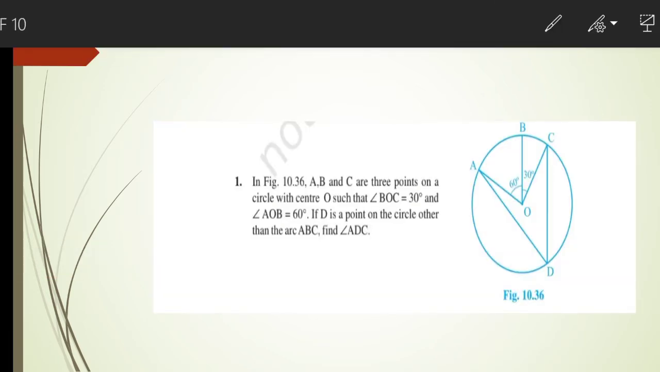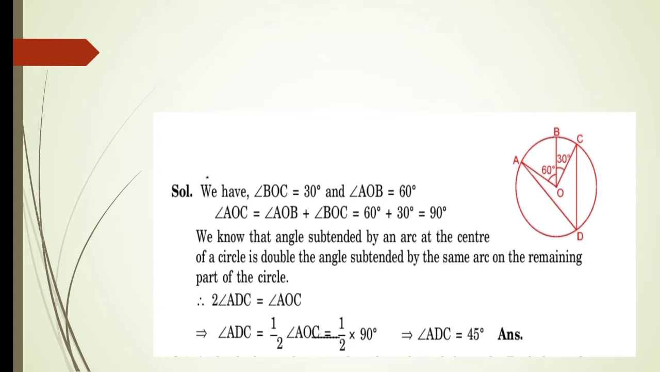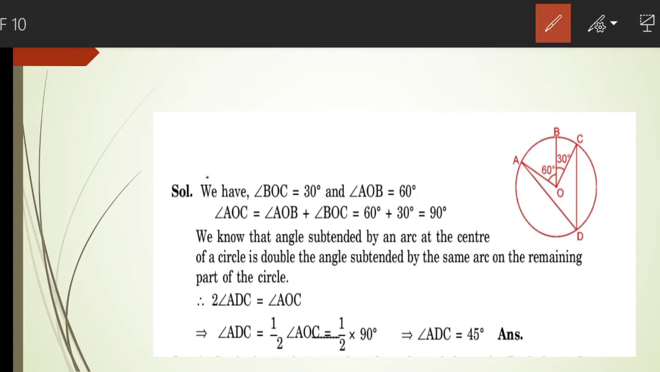In this question it is said that A, B and C are 3 points on the circle with center O such that angle BOC is 30 and angle AOB is 60. If D is a point on the circle other than A, B, C, then find angle ADC. So the diagram is provided. So here is the solution.